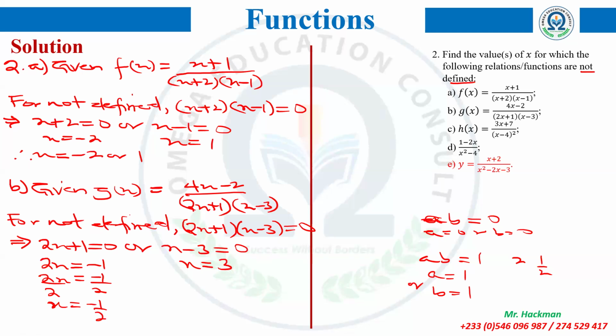But that is not all. I need to draw my conclusion. Therefore, x is equal to, what's the first value? Minus 1 on 2, or the second value is 3. Or somebody can write x should be equal to 3 or minus 1 on 2. It's the same thing. The order doesn't really matter. What is important is that we have the two numbers there. Is that clear?